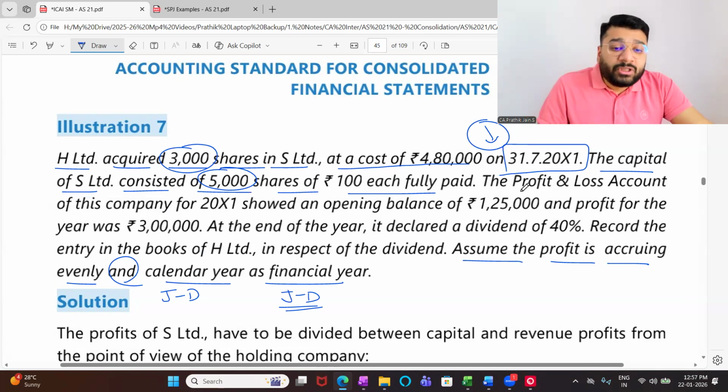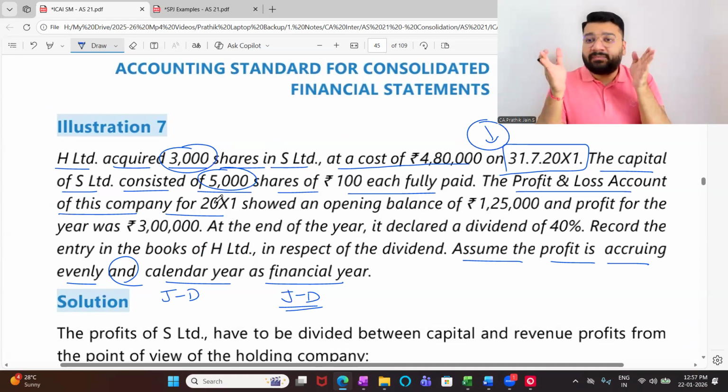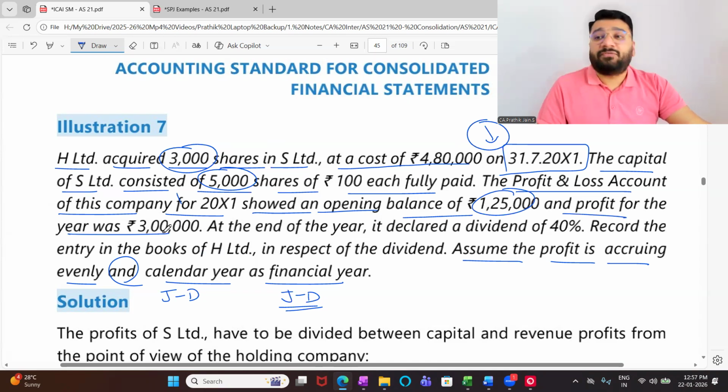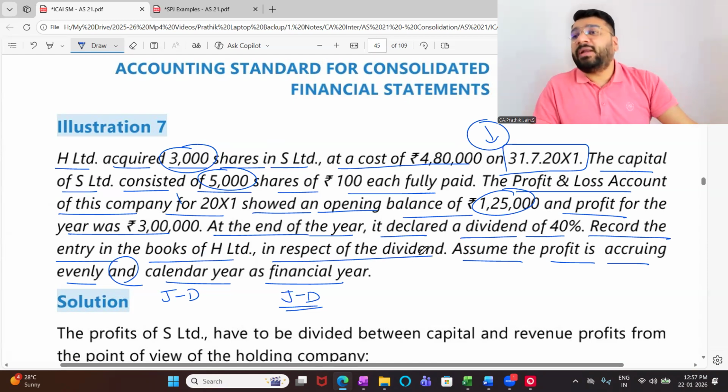Any problem? No problem. The profit and loss account of this company for 2001. What is the financial year? 2001 is the financial year, January 2001 to December 2001. It showed an opening balance of 125. And the profit for the year is how much? 3 lakh rupees. At the end of the year, it declared a dividend of 40%. Record the entry in the books of H Limited in respect of the dividend. What are they asking? The dividend declared at the end. Who will receive the dividend? H Limited. What entry will H Limited pass is what they're asking. Okay, not okay.